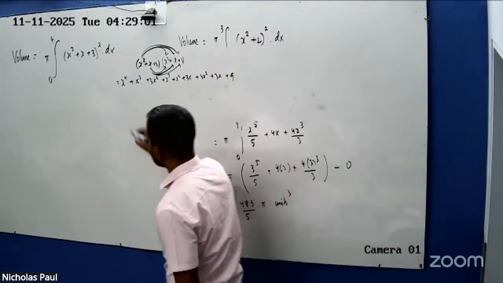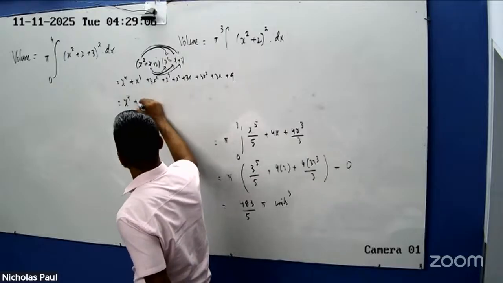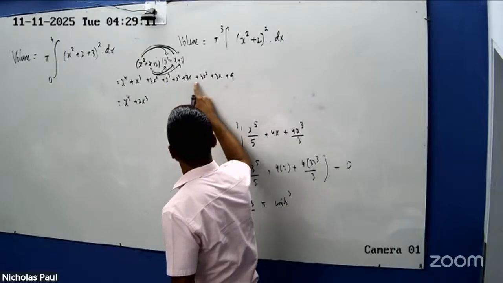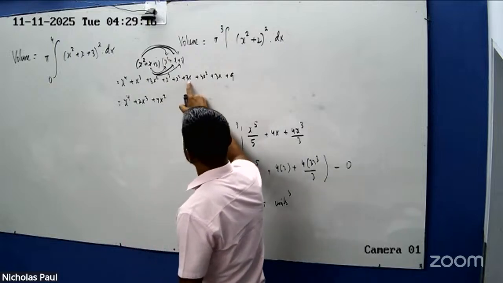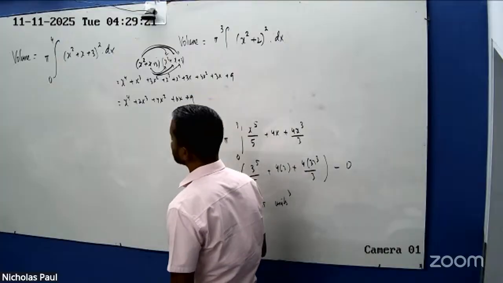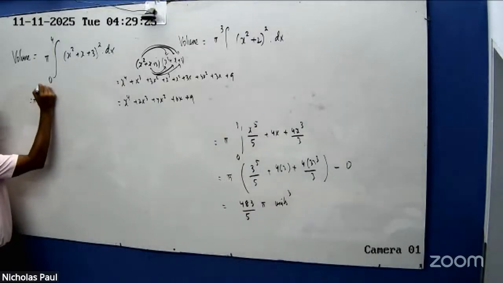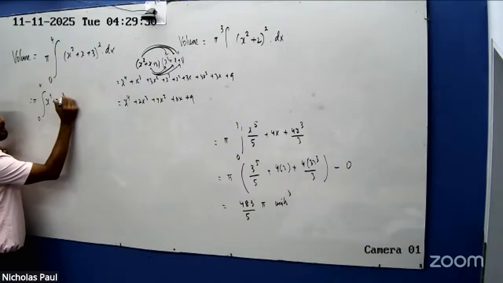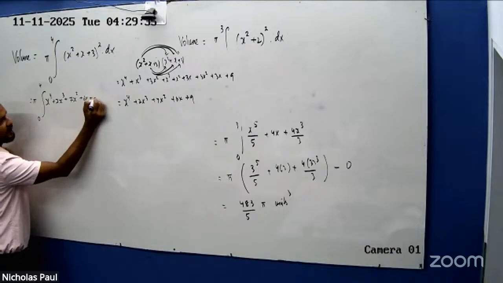Right? Then you bring your like terms together. x cubed plus x cubed, that's 2x cubed. 3x squared, 4x squared, 7x squared. 3x and 3x, 6x plus 9. Right? So now we're going to integrate x to the 4th plus 2x cubed plus 7x squared plus 6x plus 9.